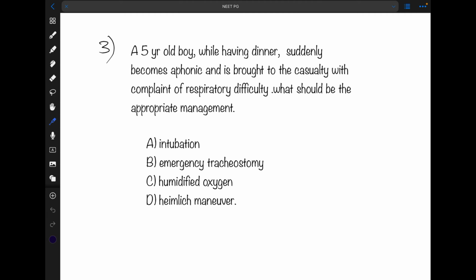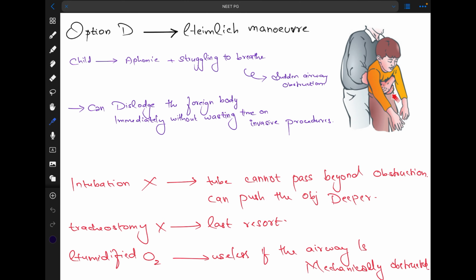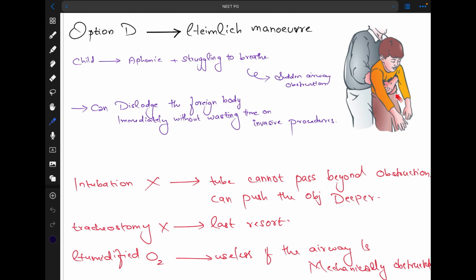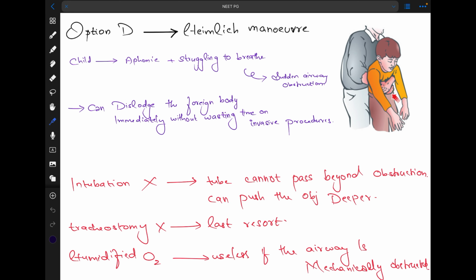So yeah, you can pause for the answer. Let us move on to the answer. The option D is the correct option, that is Heimlich maneuver, because here two details are present: the child becomes aphonic, has respiratory difficulty, and it happened while having dinner. So some foreign body has been obstructing the airway, right?